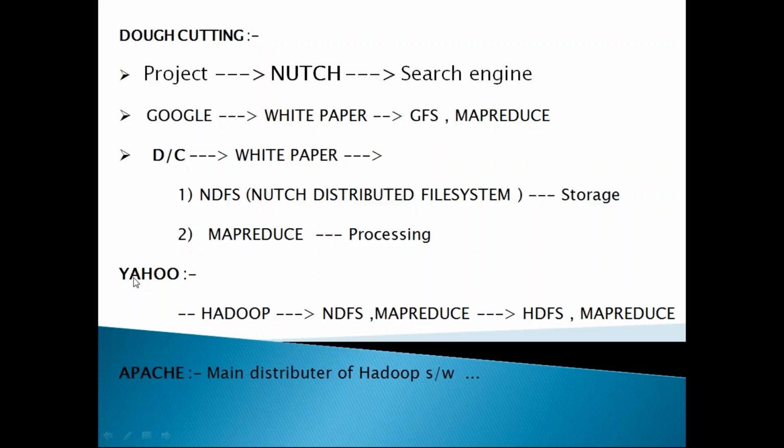These two components were taken by the company Yahoo, and they wanted them in one software, and the name they gave it was Hadoop. So Hadoop has two important components, NDFS and MapReduce. Later NDFS was replaced with HDFS, which stands for Hadoop Distributed File System, and MapReduce remained MapReduce. Later the Hadoop project was taken by Apache. Nowadays Apache is the main distributor of Hadoop software. If you want the software or any support, you have to contact Apache.